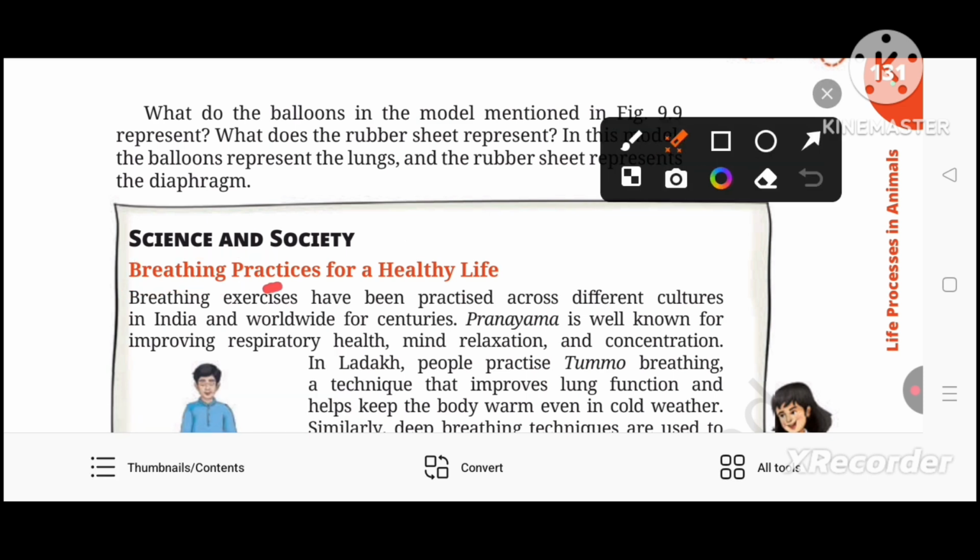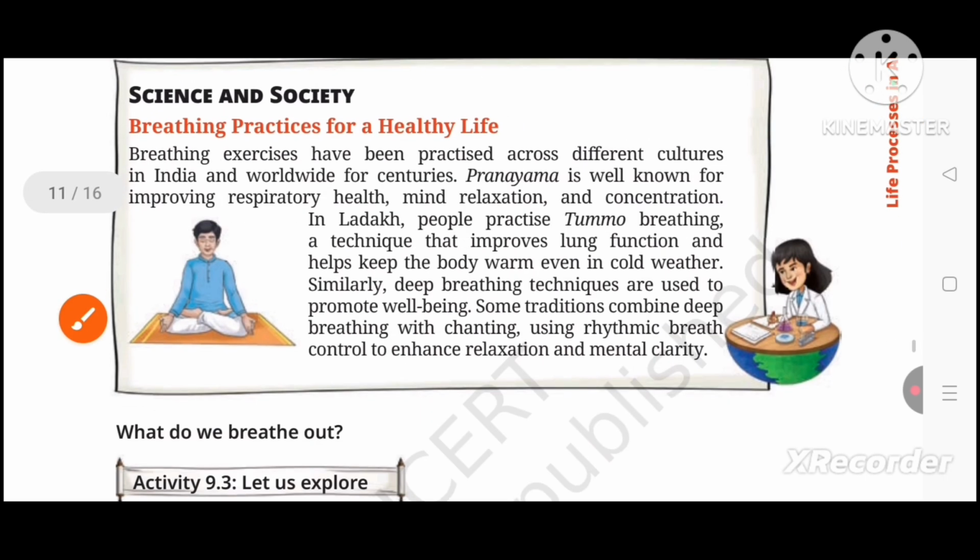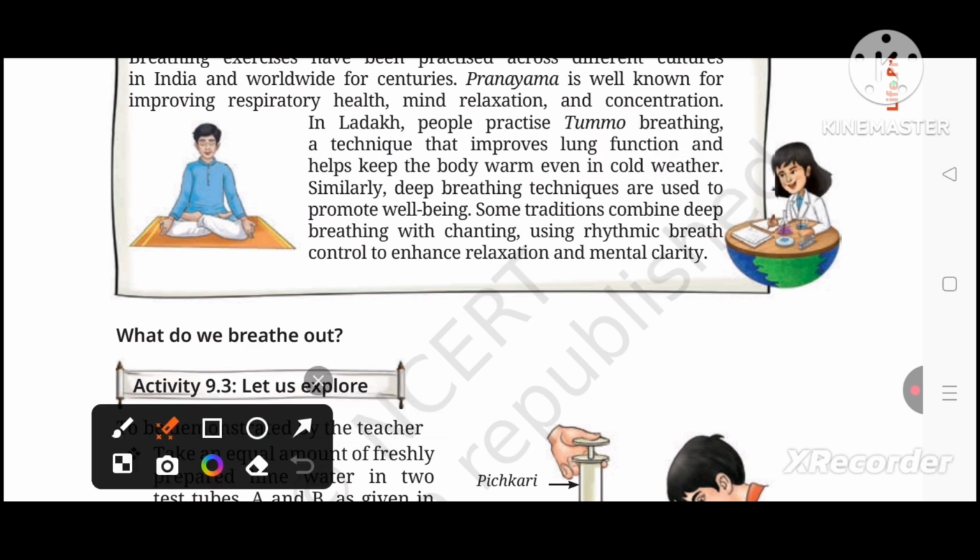Science and society: breathing practices for a healthy life. Breathing exercises have been practiced across different cultures in India and worldwide for centuries. Pranayama is well known for improving respiratory health, mind relaxation and concentration. In Ladakh, people practice Tumo breathing, a technique that improves lung function and helps keep the body warm even in cold weather. Similar deep breathing exercises are used to promote well-being. Some traditions combine deep breathing and chanting, using rhythmic breath control to enhance relaxation and mental clarity.